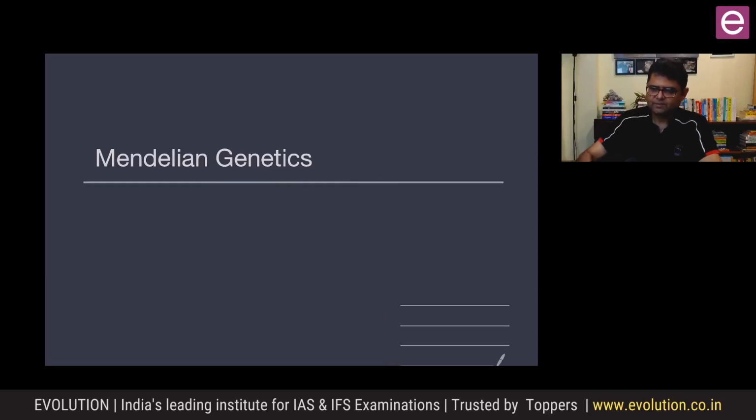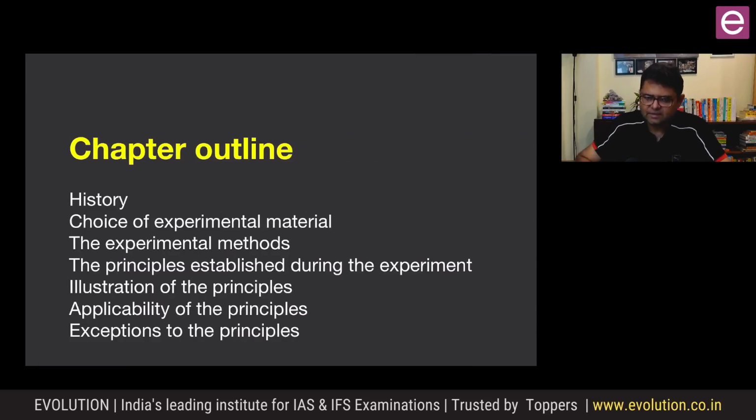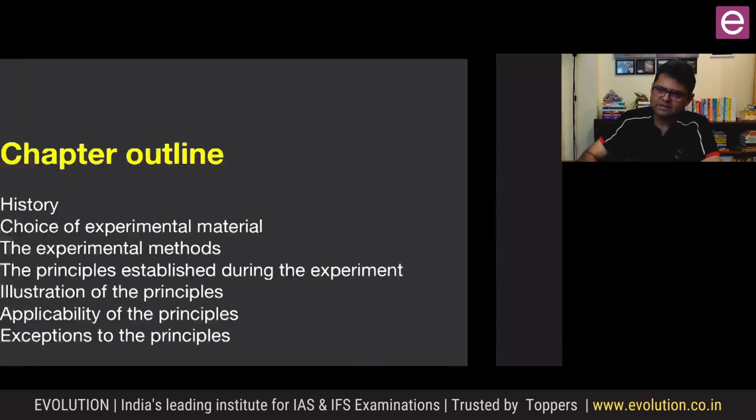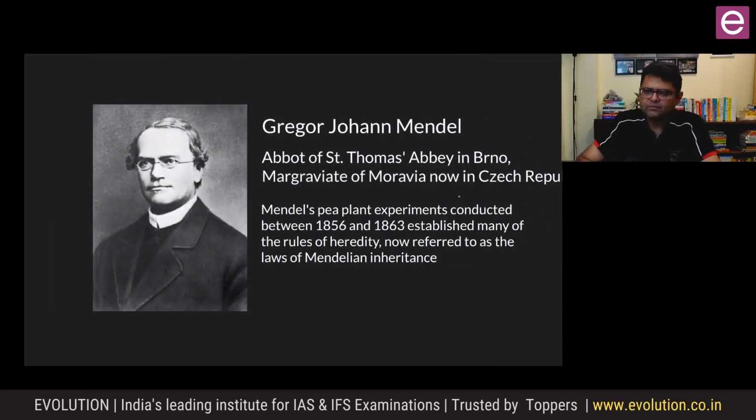Well, now we are starting Mendelian genetics, and this is the chapter outline. So, we are going to see history, the choice of experimental material, method, then the principles established, illustration, that is example, and where it is applied, and what are the exceptions. Here we start with the history part, right?